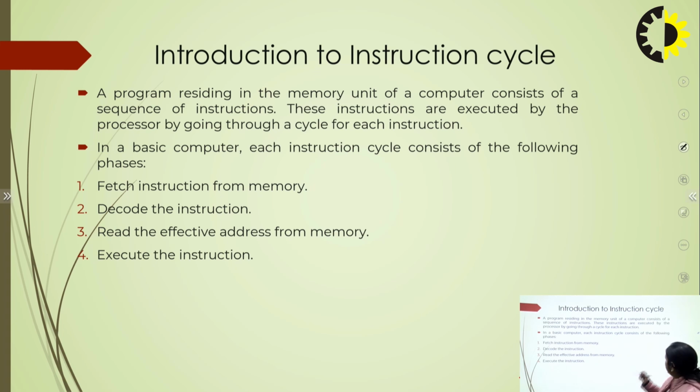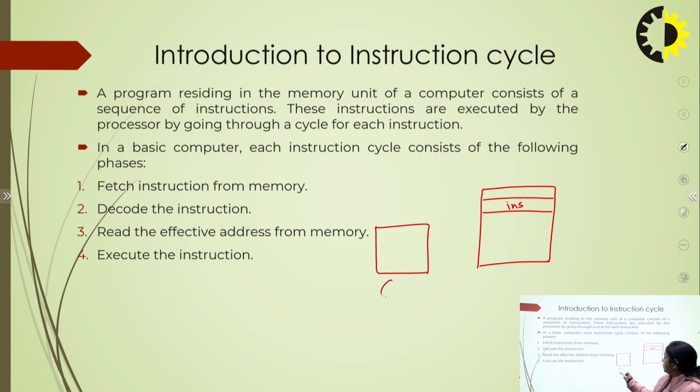For example, this is your main memory. When you write a program, the instructions will be stored in the main memory. For example, this is one instruction stored in the main memory. But when it is to be executed, this instruction will come into the CPU for the execution. In the CPU, we have registers where we can store the instruction.